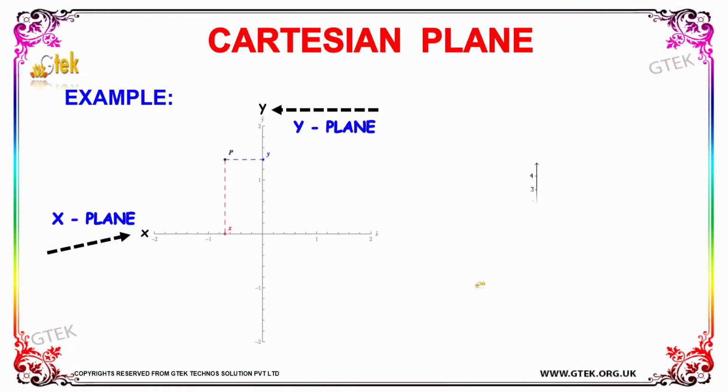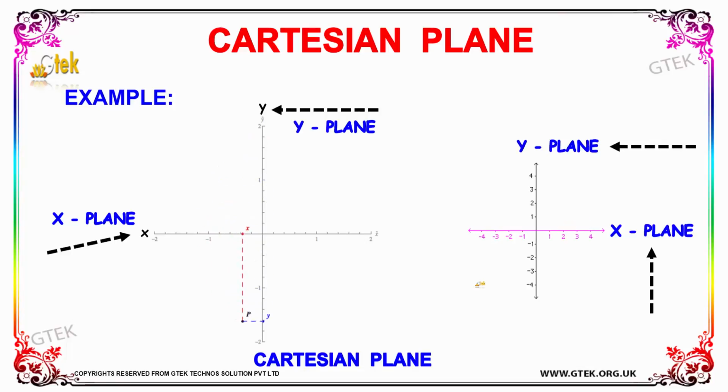Let's go with an example. As we saw before, this is an example of a real-time abstract of a Cartesian plane. Over here, these are the quadrants. This is the x-axis, this is the y-axis, and this one is the origin. This is the first quadrant, second, third and fourth quadrant. So this is how the Cartesian plane will be.